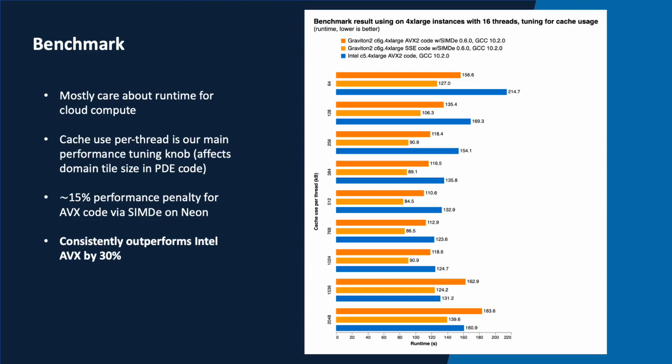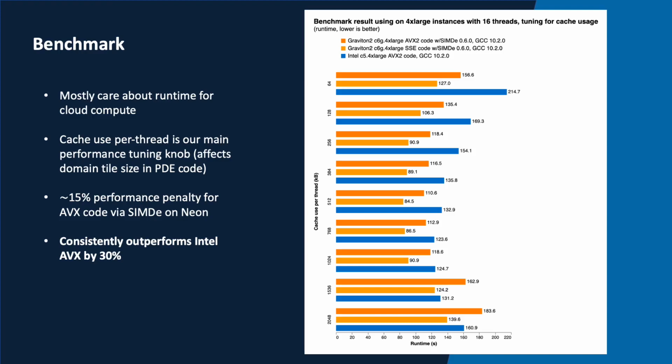Cache use, you can see that the cache use per thread is one of the main things that we plot out in this graph. It's one of the main variables that we tweak when we are tuning things for new architectures. This mostly corresponds to the tile size that will end up being used for each thread. So there's a domain decomposition thing that goes on for multi-thread. So the cache basically just tells you how big a tile you can use.